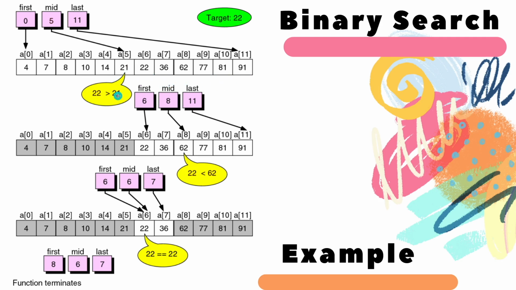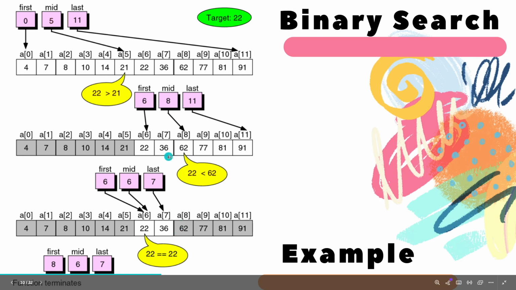So, now I have to revise the position of first. Earlier it was 0. Now, I have to revise it as mid plus 1, which is 6. There is no change with the last. Now, I recompute the value for mid, which is 6 plus 11 by 2, which is 8 in our case. Now, I check whether the target is less than or greater than the middle element, which is now 62. 22 is less than 62, thereby we are going to restrict our attention to the half of this list, which is 22 and 36. This belongs to the lower half of the list, right.